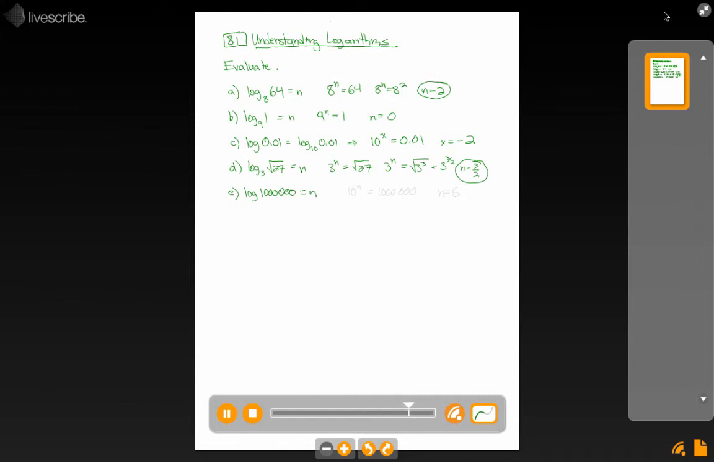Finally, the last one, actually maybe the easiest one, because it's base 10, you could just punch in log of 1,000,000 into your calculator. Again, if I call it n, I've said 10 to the n equals 1,000,000, and you find that n equals 6, so the answer to that logarithm would have to be 6.